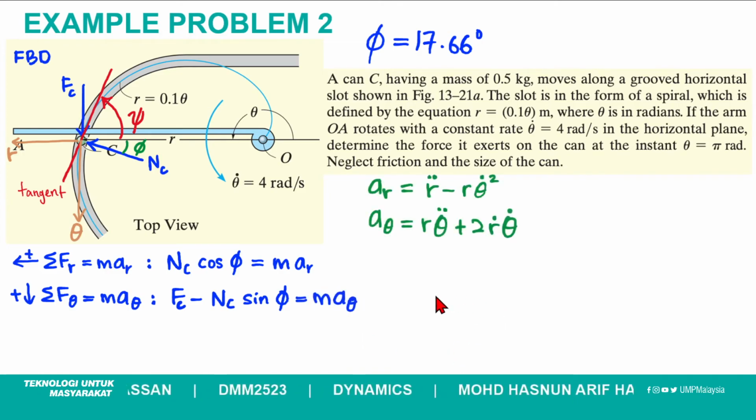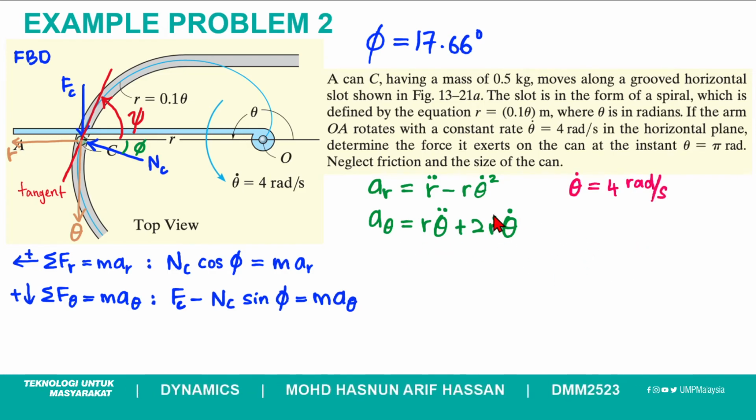Okay, so we have our formula daripada yang sebelum ni. AR ni is R double dot minus R times theta dot square and A theta is this formula. So then we need to find what is the value of each and every one of these items supaya kita boleh calculate what is AR and what is A theta.